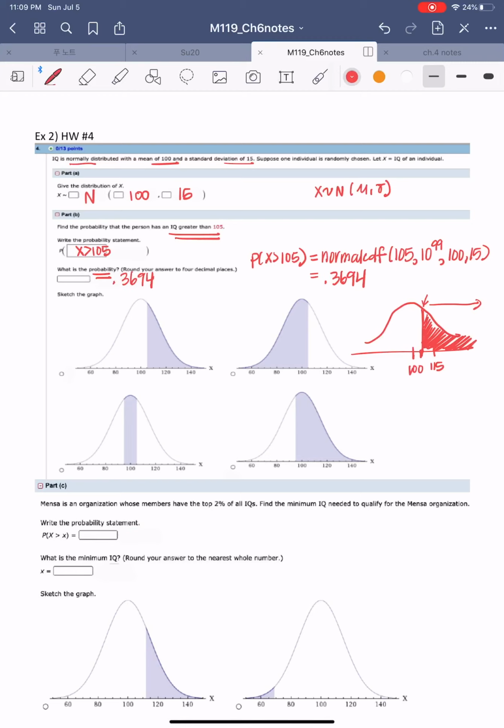Okay. All right. Sketch the graph. So which one is the appropriate one? I kind of have it over here, so I just have to select it.